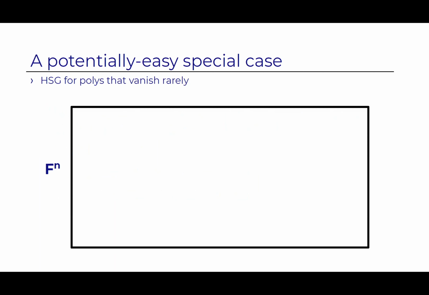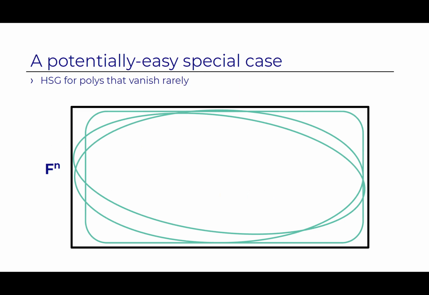And we're going back to the visualization from before. So this is F to the n. And these are the non-zero sets of degree d polynomials that vanish rarely. So you can see that these are very, very dense sets. So instead of considering all degree d polynomials, we're only considering those degree d polynomials whose non-zero sets are very dense. And look, it's very easy to hit them all simultaneously. You can even shift the dot pretty much anywhere, and you'll hit them.